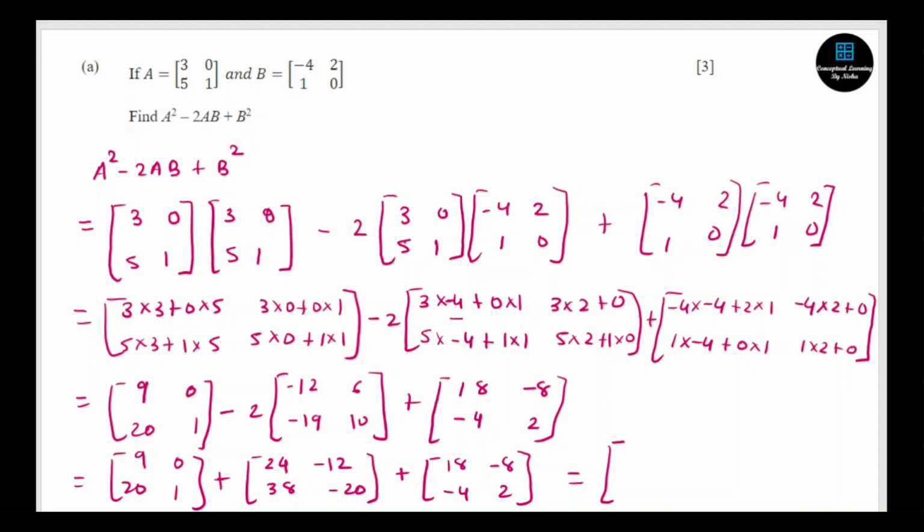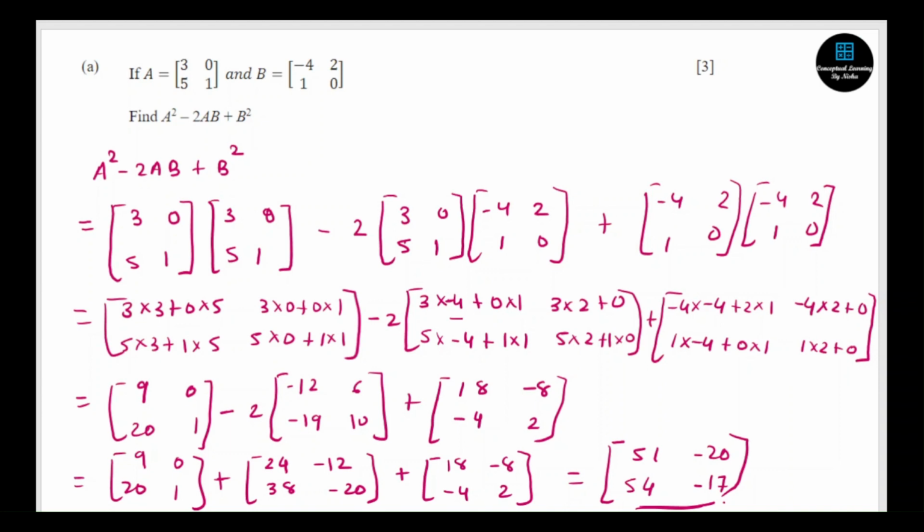So 9 plus 24 plus 18. So what do we get? We'll get 51. This is going to be minus 20. This is going to be 34 and 20. So I'll get 54 and minus 17, right? So I'll get my final answer for this, right?